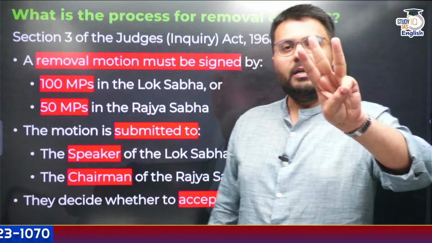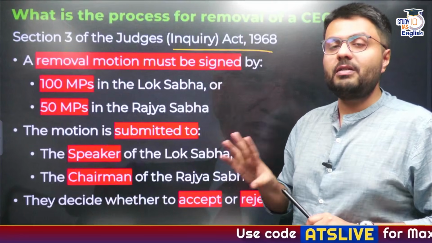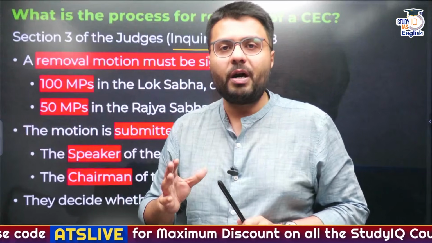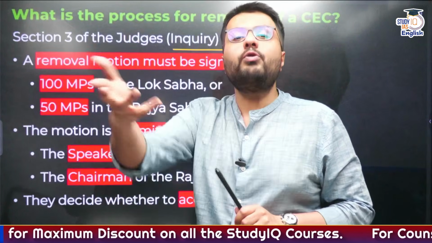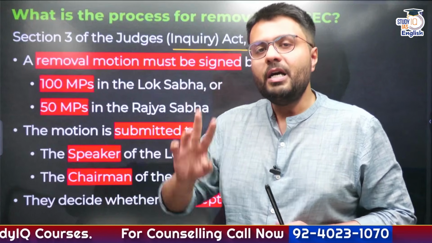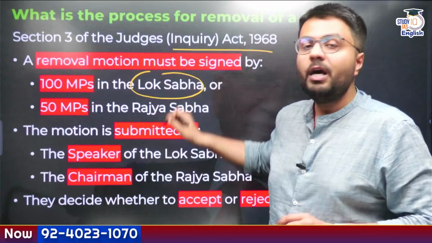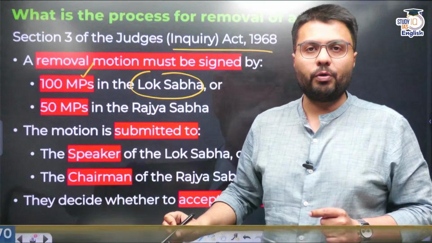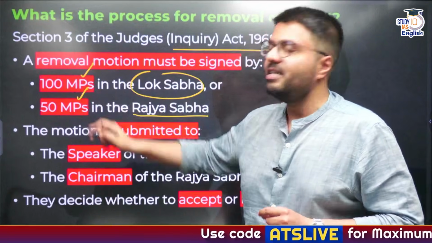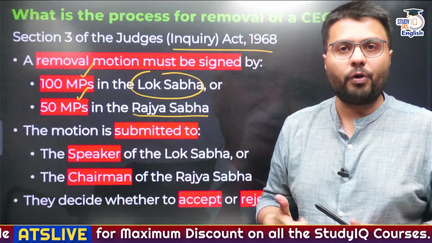First, let us understand Section 3 of the Judges Inquiry Act 1968. This section states, whenever you have to remove a Chief Election Commissioner, you can do so by bringing a motion in the Parliament. Now, if you have to introduce these motions in the Parliament, you need to fulfill certain procedures. First of all, if you are introducing this motion in Lok Sabha, you need signatures of at least 100 MPs of Lok Sabha. On the other hand, if you're introducing this in Rajya Sabha, you need signatures of at least 50 MPs of Rajya Sabha. So only then these motions will be introduced on the floor of the House.